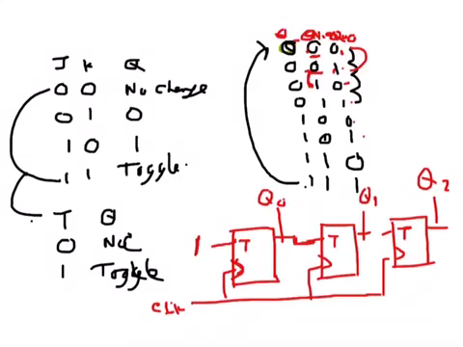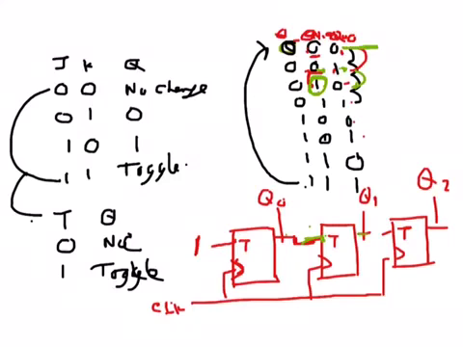Here Q0 is 0, so this T is getting a 0, so this is not changing. But at the same time, when Q0 has become 1, this T now has an input of 1. Since this one has 1, with the next clock this one will toggle. So for the input we have to look at the present state, we can say.